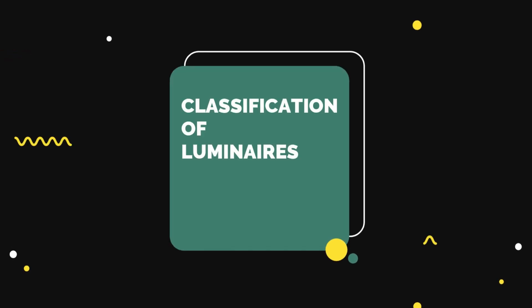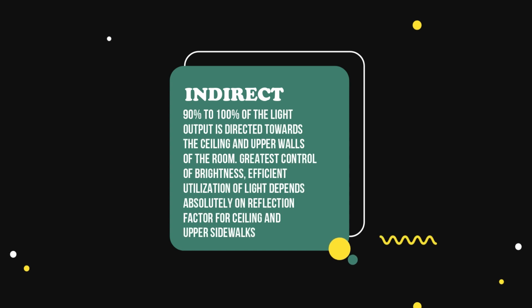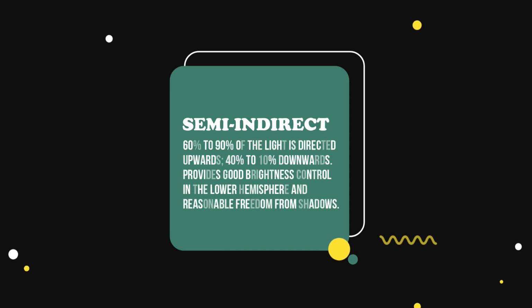Classifications of luminaires. Indirect: 90% to 100% of the light output is directed towards the ceiling and upper walls of the room. Greatest control of brightness; efficient utilization of light depends absolutely on the reflection factor of the ceiling and upper side walls. Semi-indirect: 60% to 90% of the light is directed upwards, 40% to 10% downwards. Provides good brightness control in the lower hemisphere and reasonable freedom from shadows.